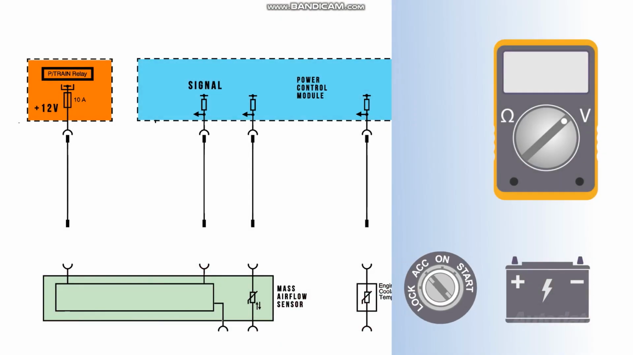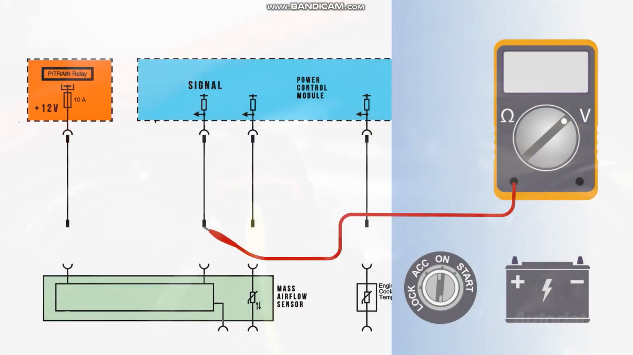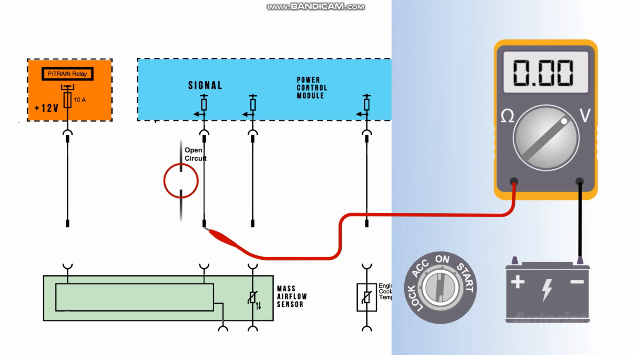With the ignition on and the MAF sensor disconnected, place one lead of the multimeter in the MAF harness signal terminal and the other on battery negative. You should see 5 volts displayed. If the meter displays 0 volts, then there may be an open in the circuit.